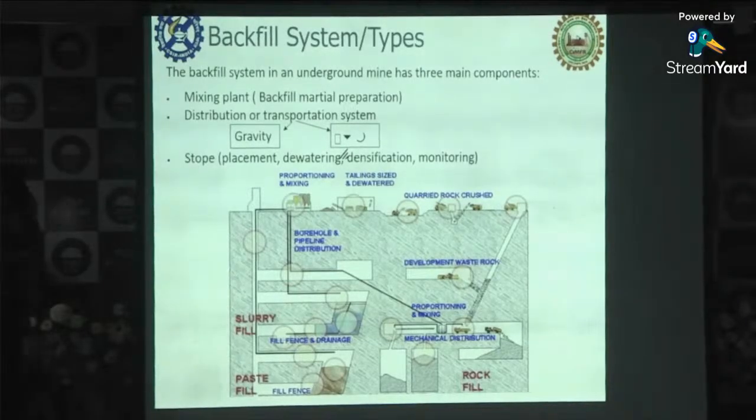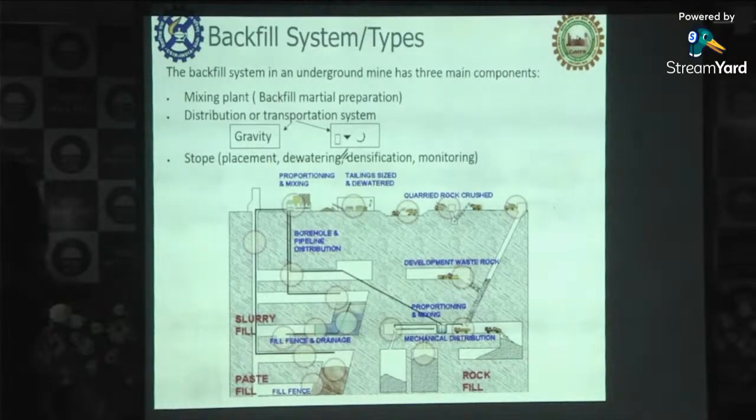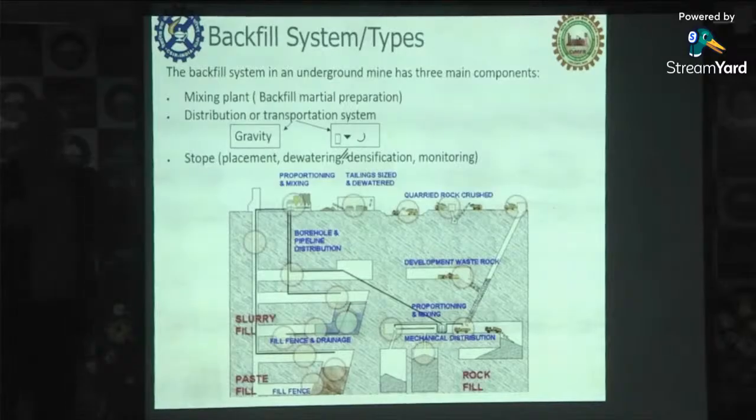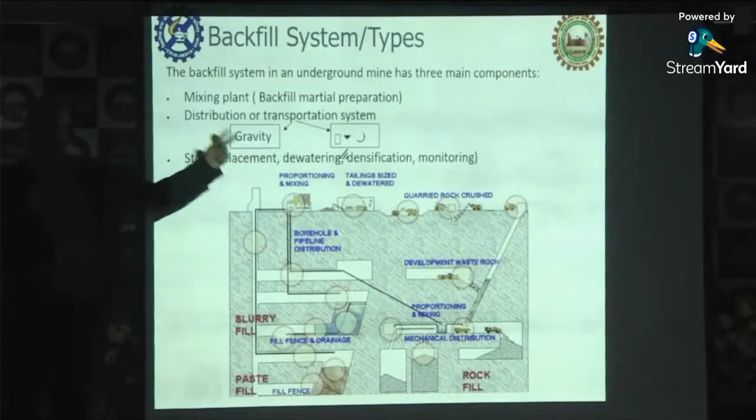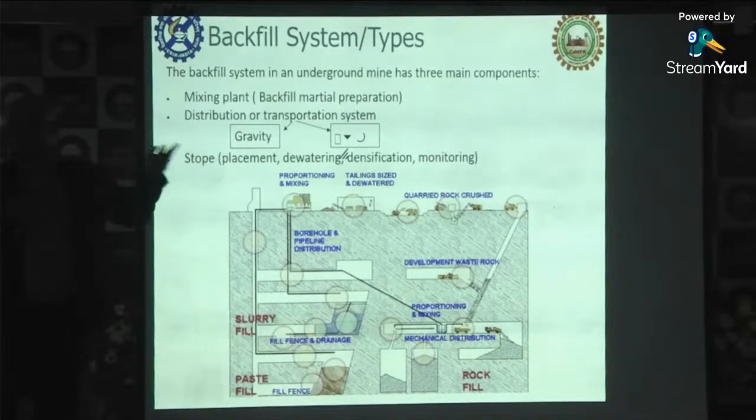And then the distribution comes. We have to find the horizontal extent over which it is to be distributed, and what head is available. If the depth of the mine is good enough, then the gravitational head is enough for transporting the fill material. Depending upon that, we decide what kind of transportation system we need, either gravity itself or a pump. If the horizontal distance is like 2 or 3 kilometers and the vertical distance is like 1 kilometer, the gravitational head won't be sufficient to push the fill material to the extreme end. So the difference in head is provided by the pumping system.